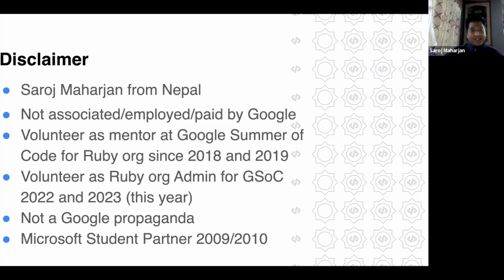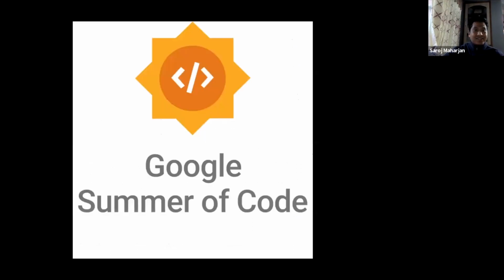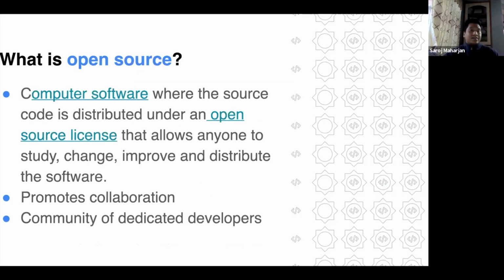So let's start. What is Google Summer of Code? If you want to know that, we first need to know what open source is. Open source is any piece of code which has an open source license and can be changed, modified, and redistributed. This allows for collaboration and, as we say, building on the shoulders of giants.